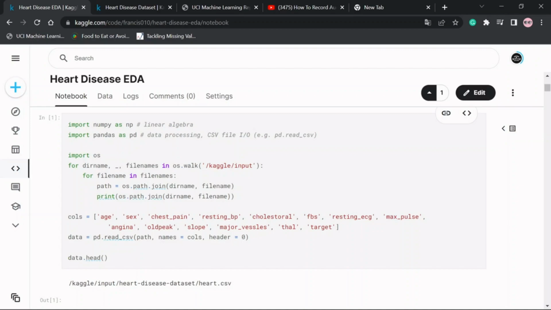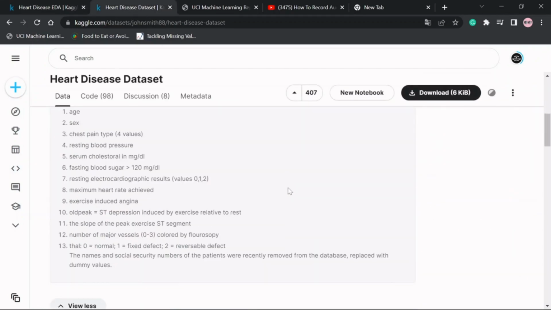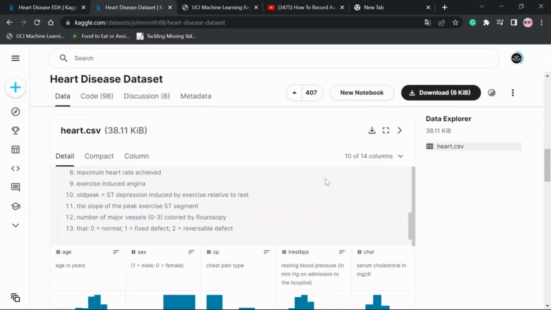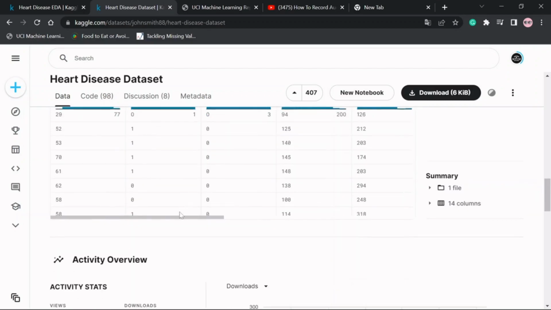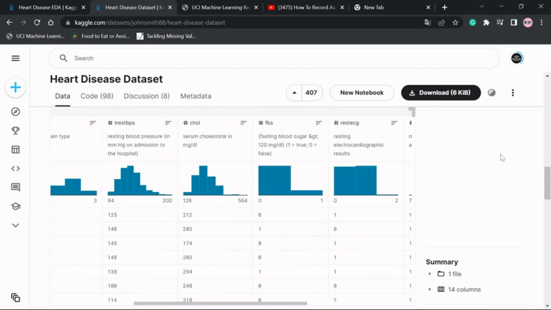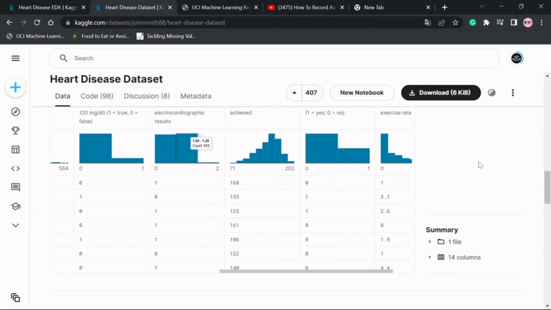As some of the columns were not that comprehensive and were a little bit confusing, you can see it here: chest pain is termed as CP, resting blood pressure is termed as T-rest BPS, cholesterol is termed as CHOL. That is a bit understandable, but still, let's move forward.